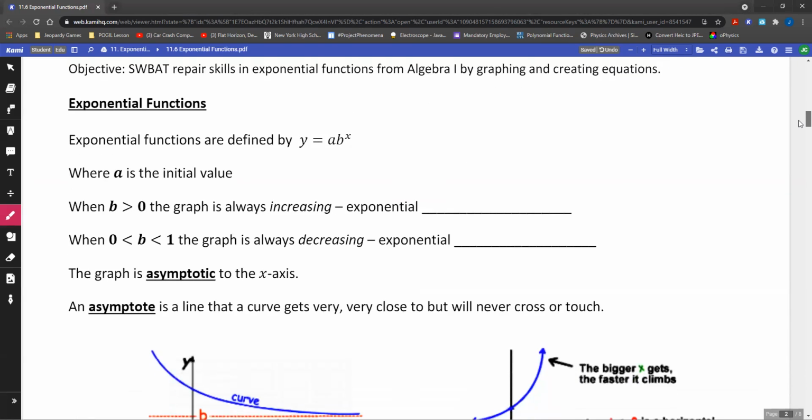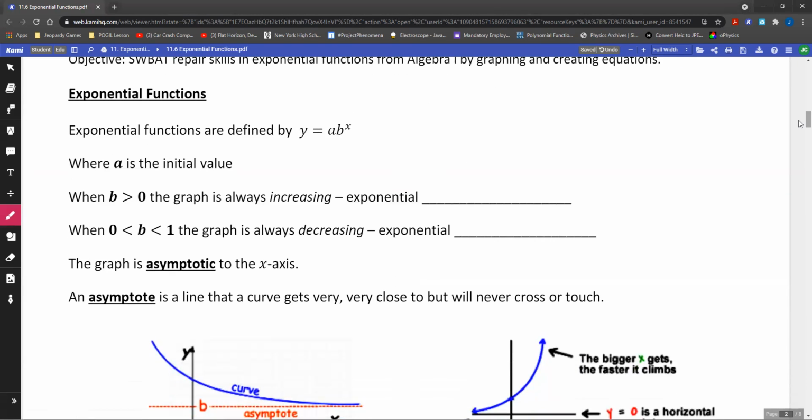Down here, the notes talk about exponential functions. Exponential functions will always have this type of relationship. It's going to have some number raised to the x power. That some number, in this case, is represented by b. And it could be multiplied by the term a. A is the initial value.